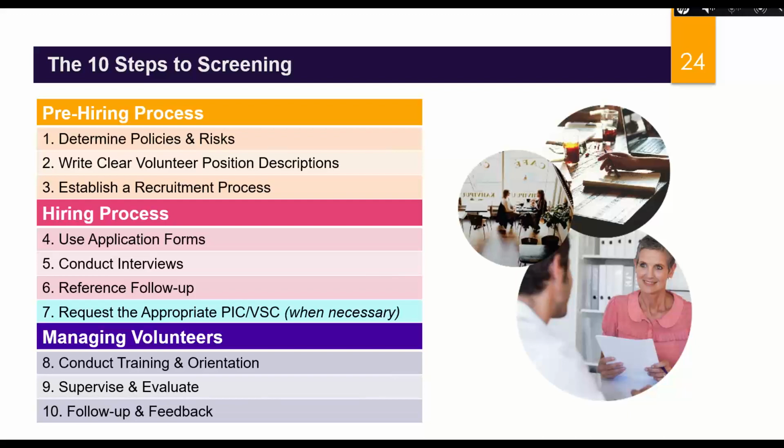All right, so the 10 steps are broken into 3 categories. The pre-hiring process, which includes determining policies and risks, writing clear volunteer position descriptions, and establishing a recruitment process. Then there's the hiring process itself, which goes over an application form, conducting interviews, references, follow-up, and requesting the appropriate PIC and VIC when necessary. And the last section is managing volunteers, which includes conducting training and orientation, supervise and evaluate, as well as the follow-up and feedback as well. So we'll go through all of these in broken down chunks here.